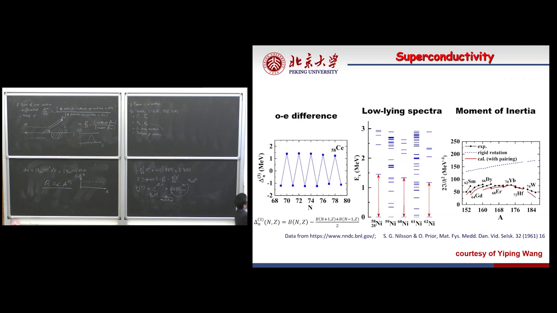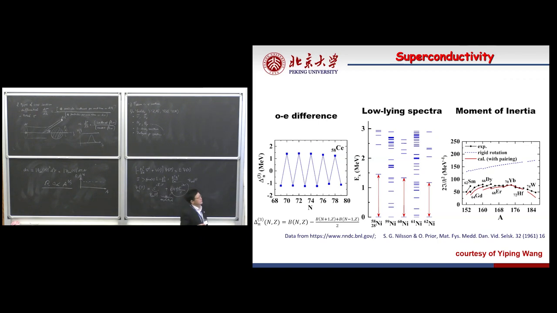Then immediately you could see this is zigzag, right? This is the experimental evidence for superconductivity in nuclei. And this could be seen from the binding energy, and you can see that also from the low-lying spectrum. This is even-even nuclei, and this is even-odd, and odd-odd. You could see there is an energy gap here, right?